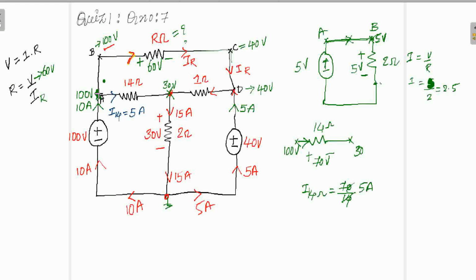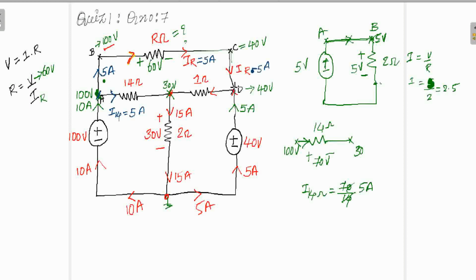So to this point A, we are getting 10 ampere current incoming, but only 5 ampere current is flowing through these 14 ohms. It means that the remaining 5 amperes flows through this R ohms. Got my point? So 10 ampere current is coming here and 5 amps current flows through this. So the same 5 ampere current comes here.